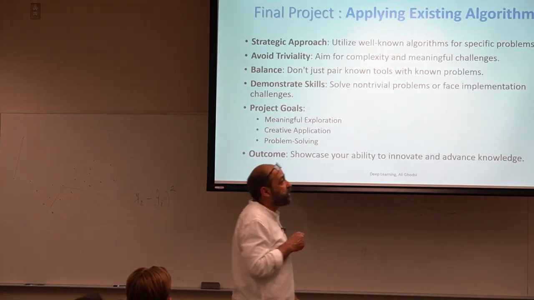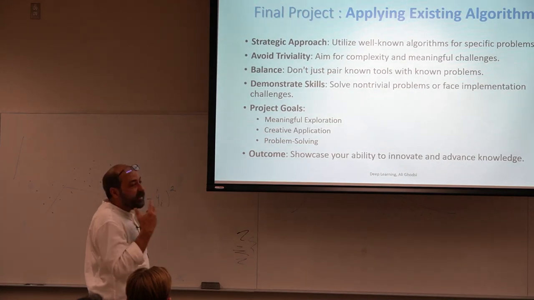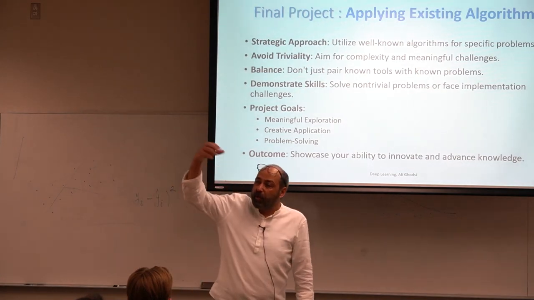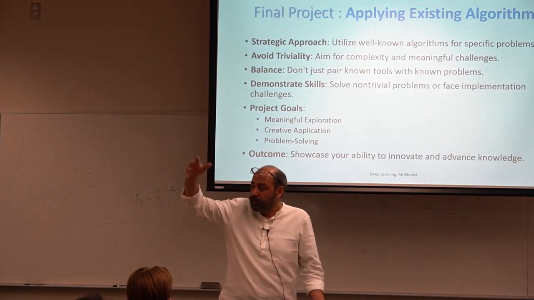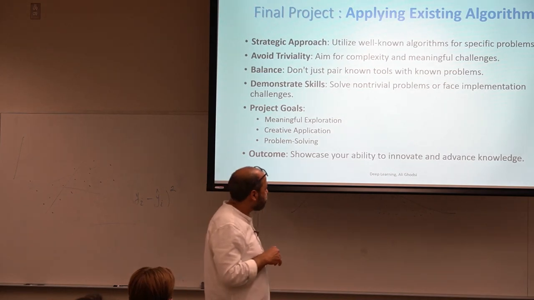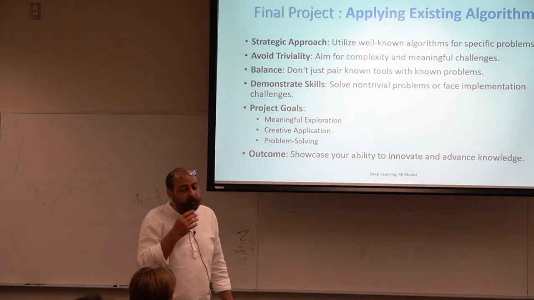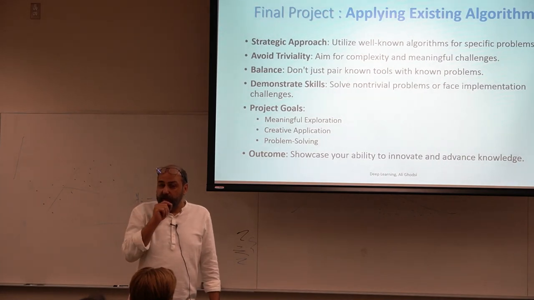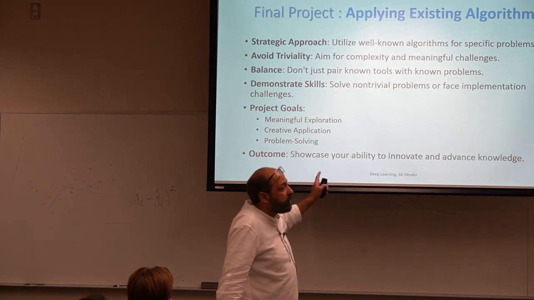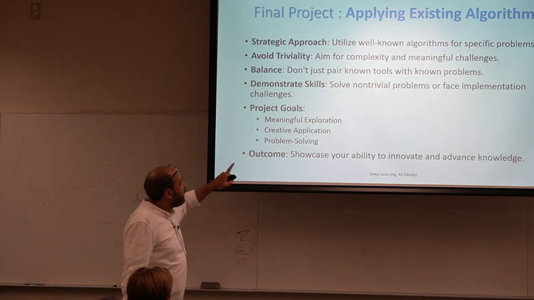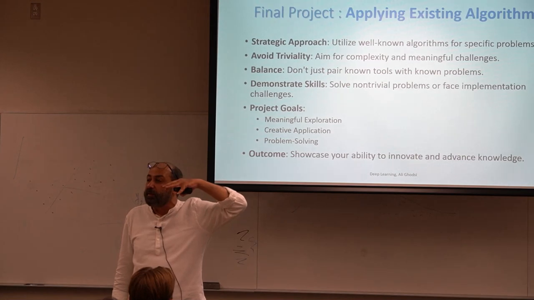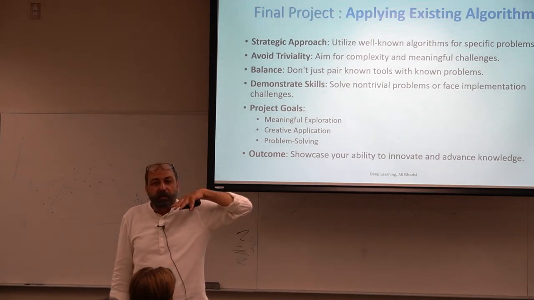Another type of project would be applying an existing algorithm. So you have a problem, you don't come up with a new algorithm, there are many algorithms around, and you're going to use them to solve this particular problem. This could be another type of project, which is completely good, but you have to be careful that in this path your project is not trivial, because it could be a trivial problem.